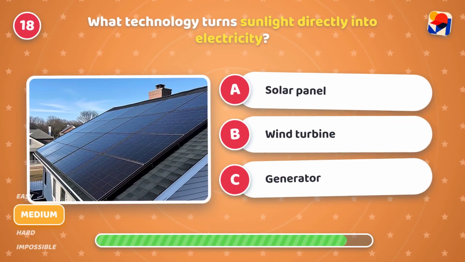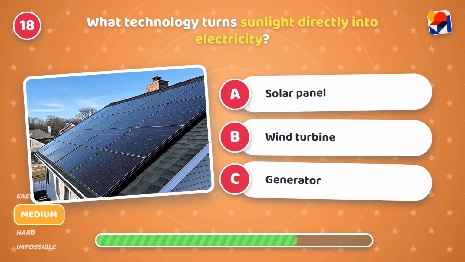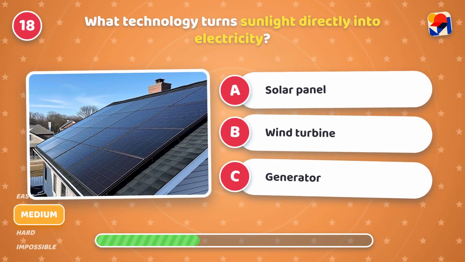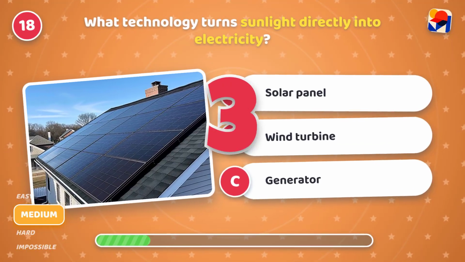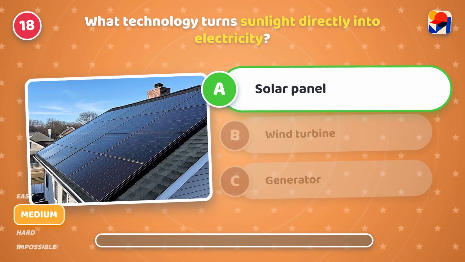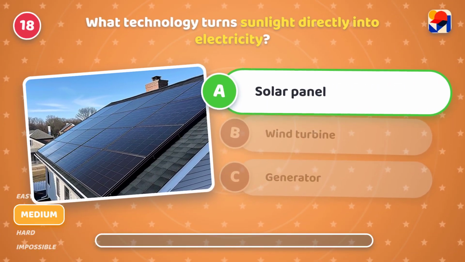What technology turns sunlight directly into electricity? Is it A, solar panel, B, wind turbine, or C, generator? It's A, solar panel. It converts light into electricity.